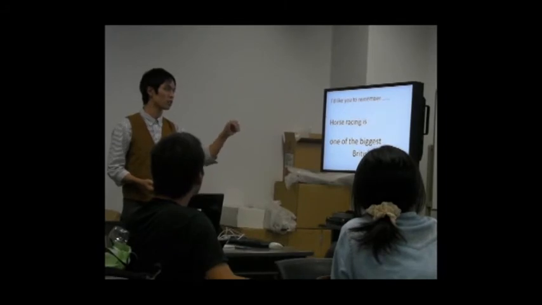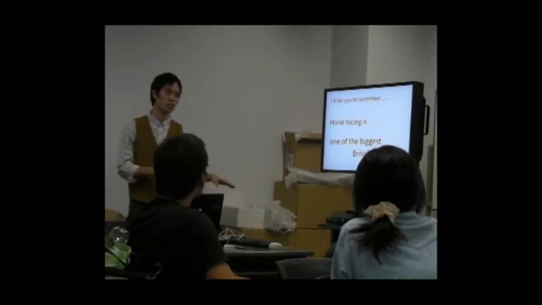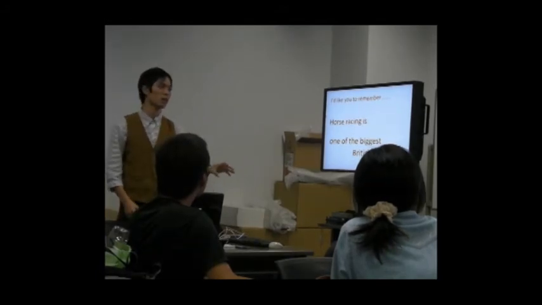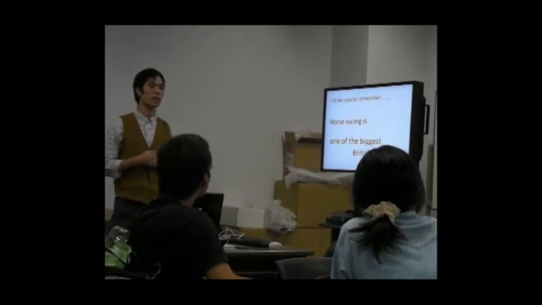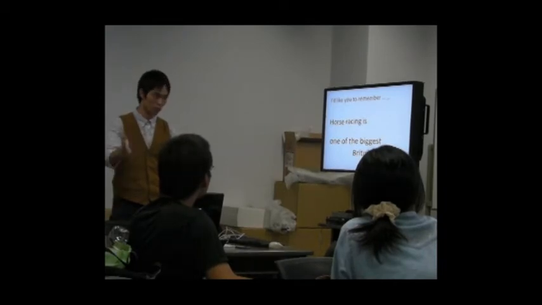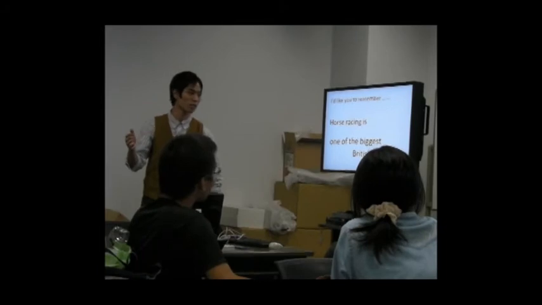Okay, and sorry, I will explain a little bit about the outline of my presentation. First, I explain about the history of British horse racing. And next, I explain about the present situation of horse racing. And third, I explain about what British people think about horse racing. Okay, let's go.